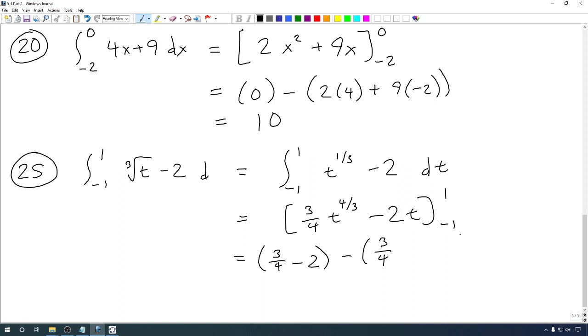Then we have negative 2 times negative 1. They'll turn into positive 2. And then notice what happens here. The 3/4 actually cancel each other out. The negative 2 and minus a positive 2, those actually combine. We get a negative 4. So notice here that we did actually get a negative number from this integral.